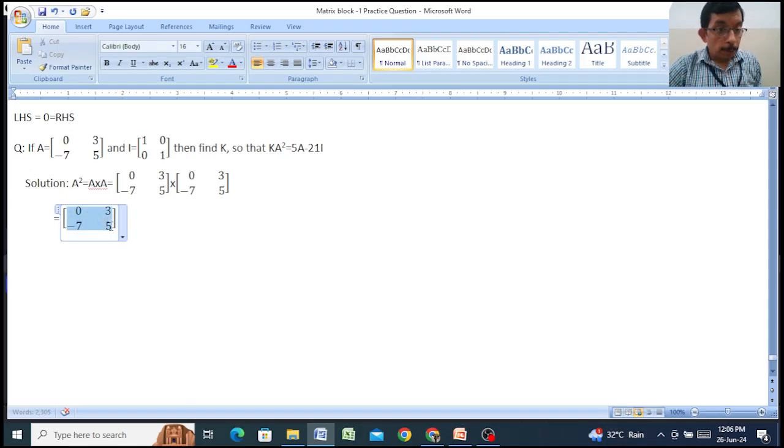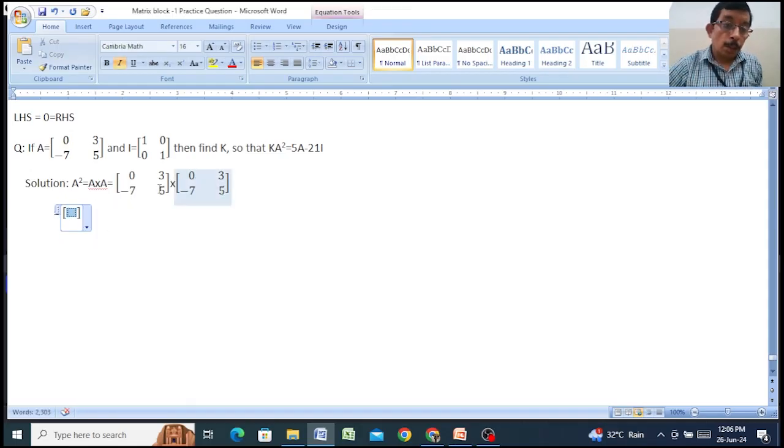First row multiplied by first column. This is the first row. The first row first element is 0, multiplied by the first column first element, 0. After that plus, first row second element is 3, multiplied by the first column second element, minus 7. So 3 multiplied by minus 7. The first row first column multiplication is complete.